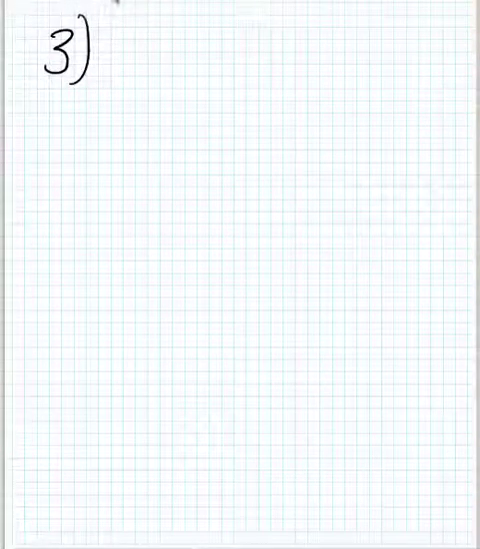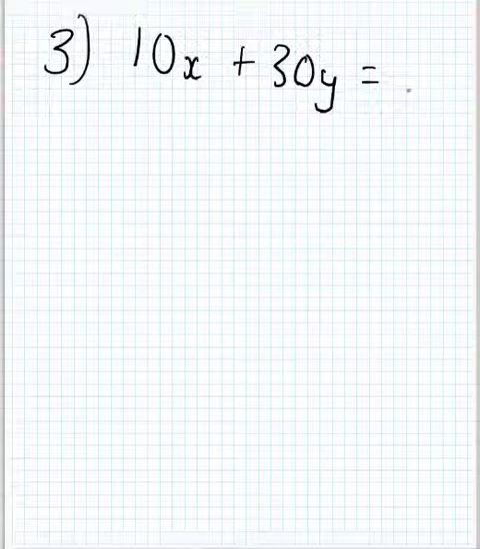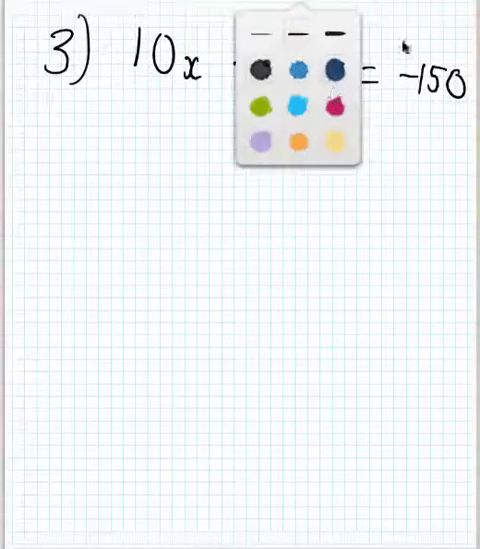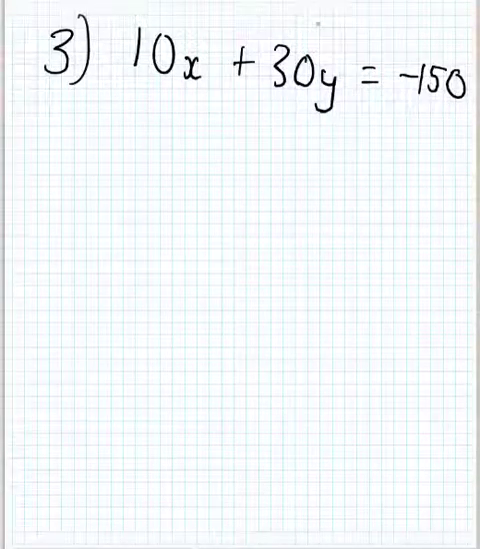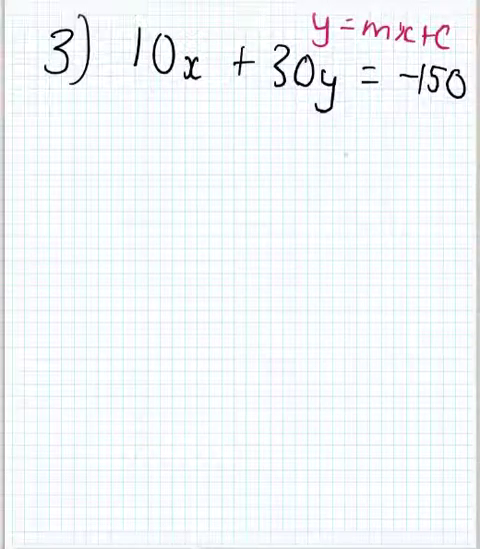Okay, let's try this linear equation here. Imagine we had 10x plus 30y equals negative 150. Now this is a linear equation. x and y are to the power of a positive 1. But we can see it is not in the form of y equals mx plus c. And to find the x and y intercepts, you don't have to rearrange it. But I'm going to rearrange it so we can start practicing that skill.